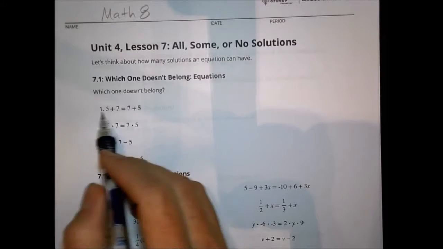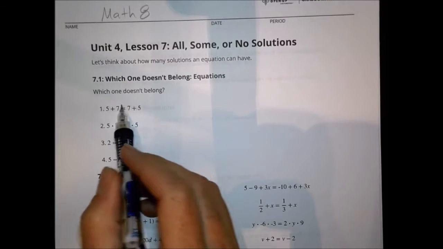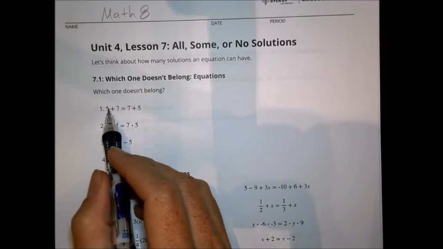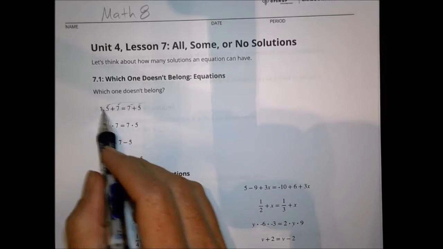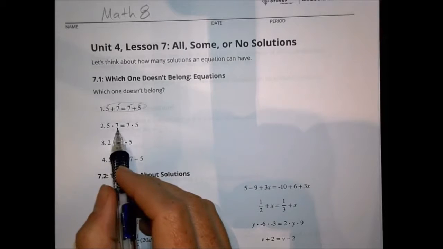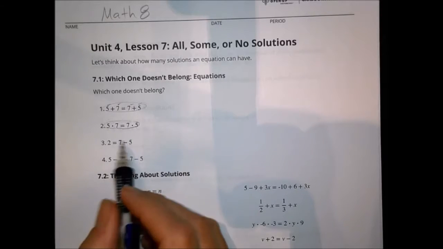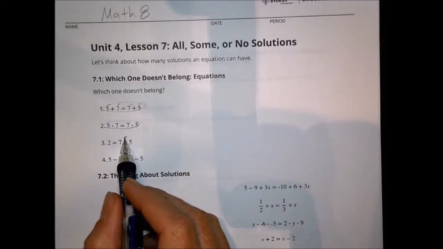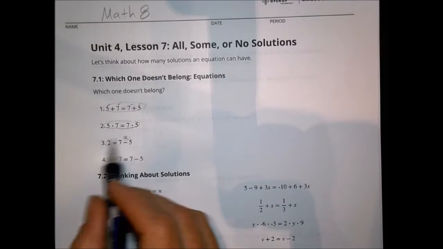First of all, we take a look at these equations here. We have to decide which one doesn't really fit or work with the pattern here. We notice on number 1, they both have a 5 and a 7, so that seems to be okay. Here we have 5 times 7 and 7 times 5. That works out to be the same, no problem there. 7 minus 5 is equal to 2, so that has a value of 2.